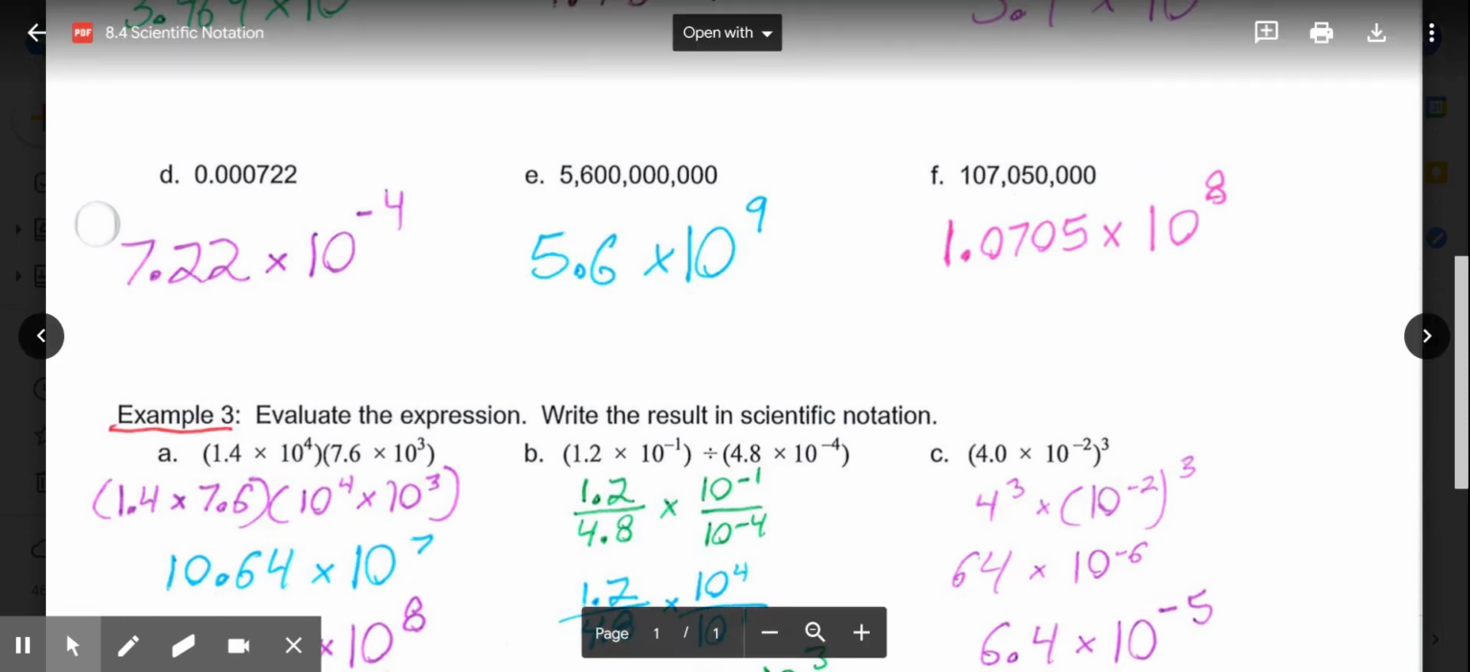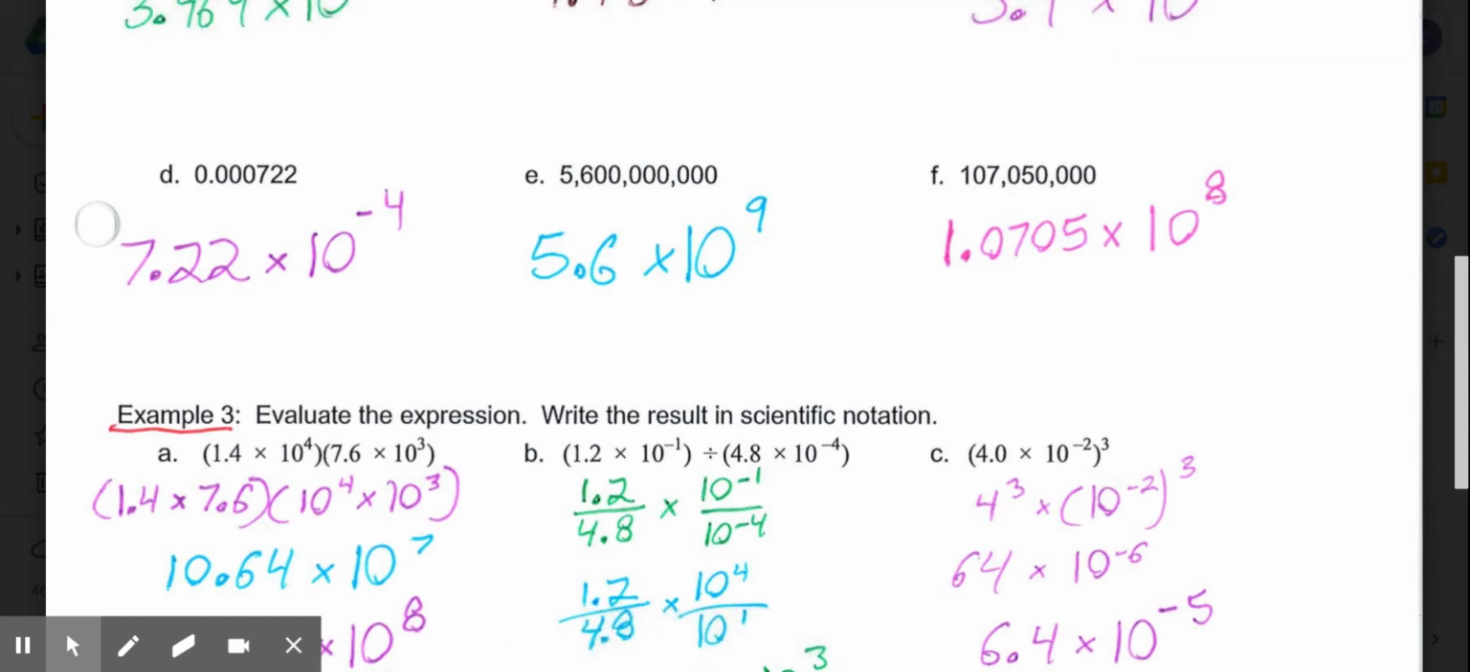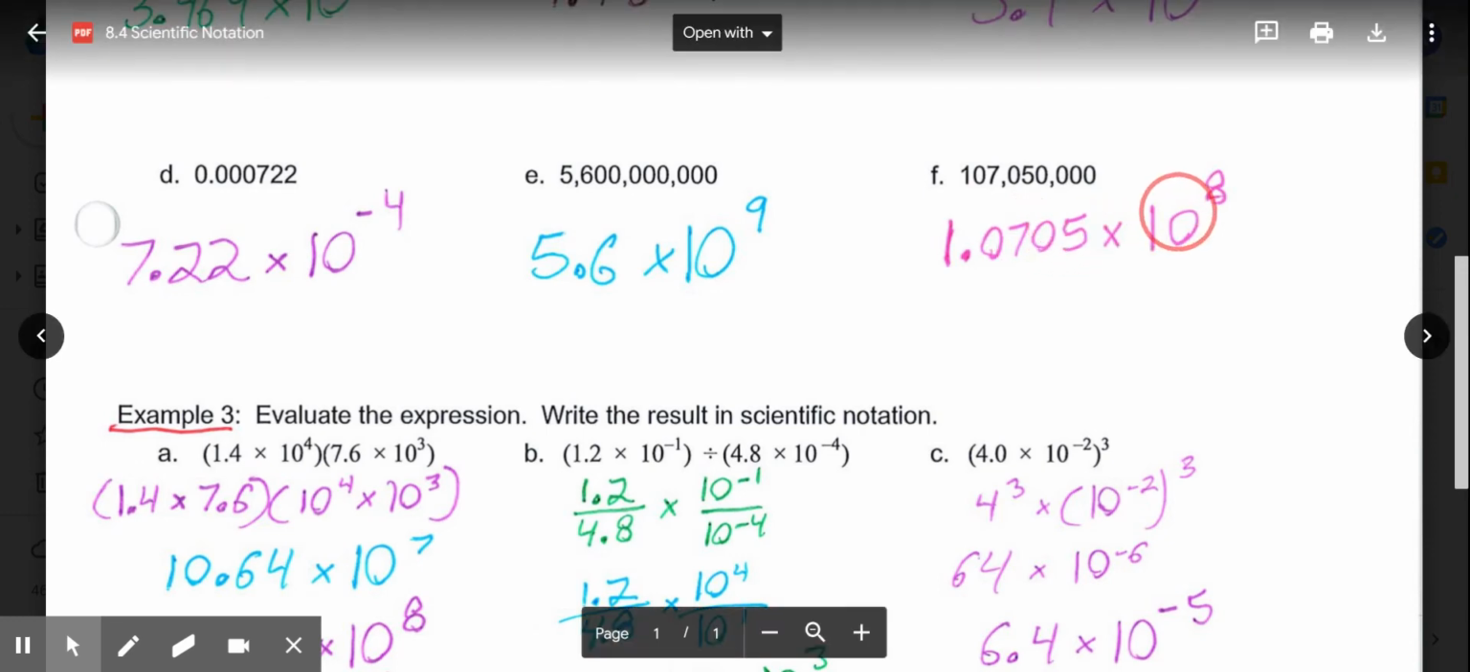And then in F, we have 107,050,000. So we would rewrite that, getting rid of the 4 zeros at the end. Those are our trailing zeros. But we have to keep the other two in between the 107 and the 05, because those are not trailing zeros. Trailing zeros are just the ones at the end. So this would become 1.0705 times 10 to the 8th.